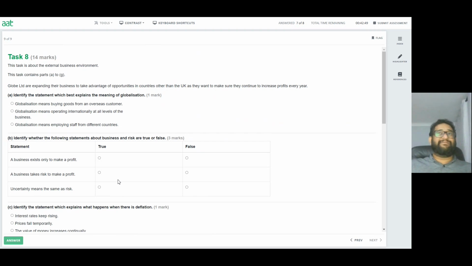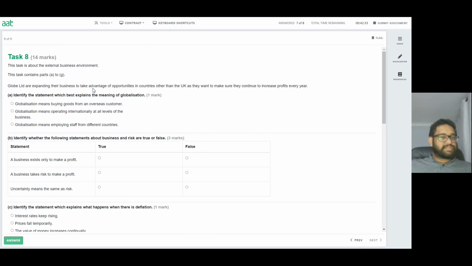One more there. Don't forget that we still have task number 8. Oh, task number 8. Yeah, I did say it's 7 tasks. It's actually 8 tasks. My apologies, guys. I thought it was only 7. It's 8 tasks there. This task is about the external business environment.